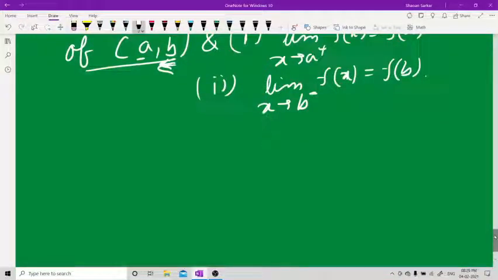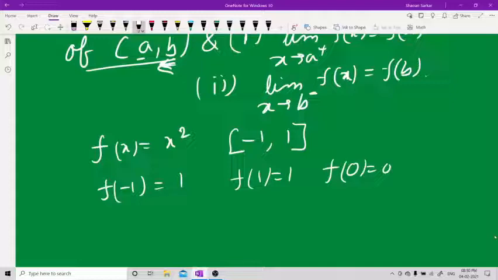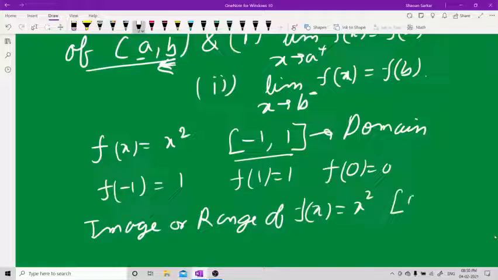First let us see an example. Let me take f(x) equal to x squared in the closed interval -1 to 1. If you take f(-1), you will get 1, and f(1) also you will get 1. But f(0) you will get 0, and all the negative numbers will become positive numbers. So this is the domain, and the image, or the range of f(x) equal to x squared, is 0 to 1.